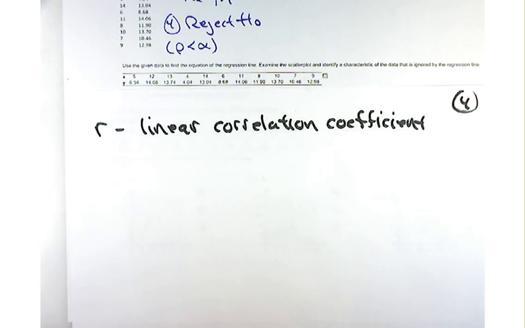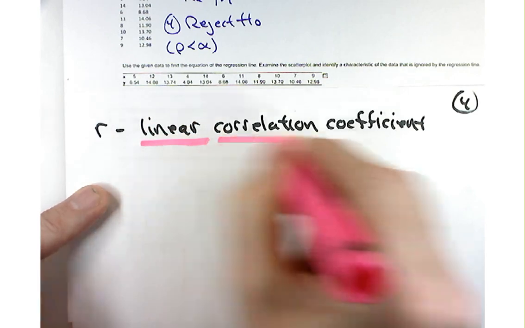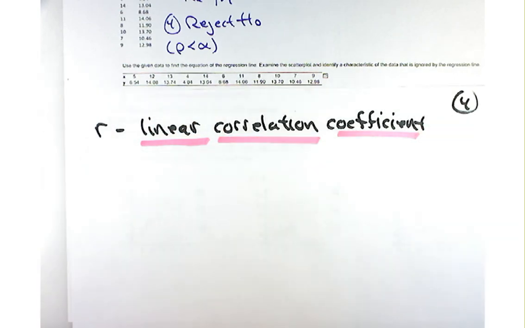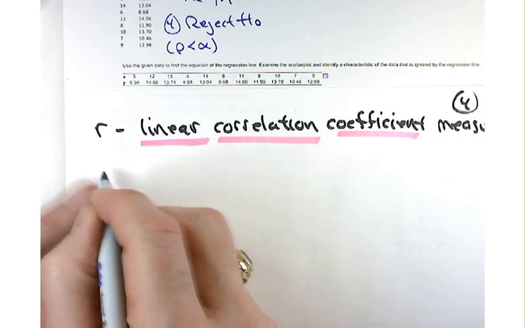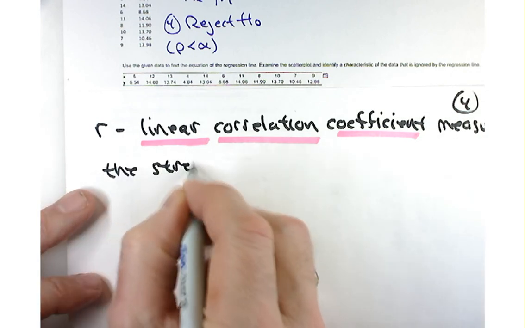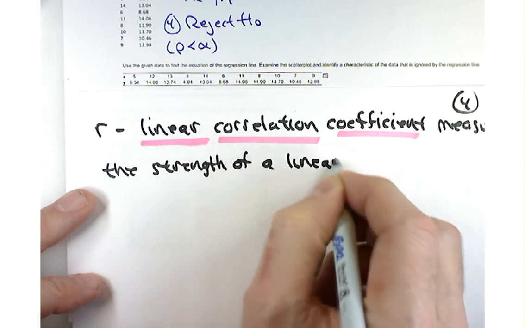Okay, linear correlation coefficient. Wow, quite a mouthful there. What does R tell you about a line between pairs of y and x? Yeah, how linear it is. So R measures the strength of a linear relationship.